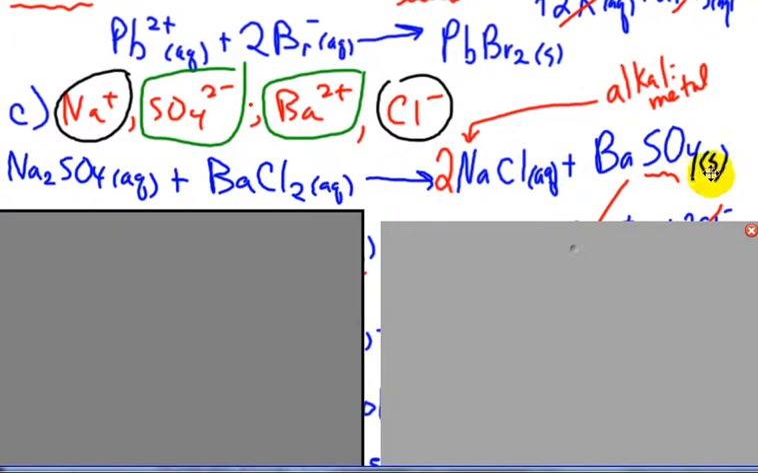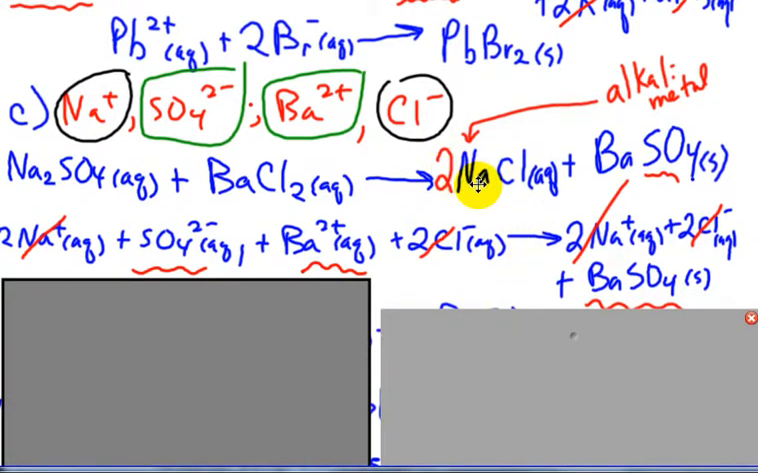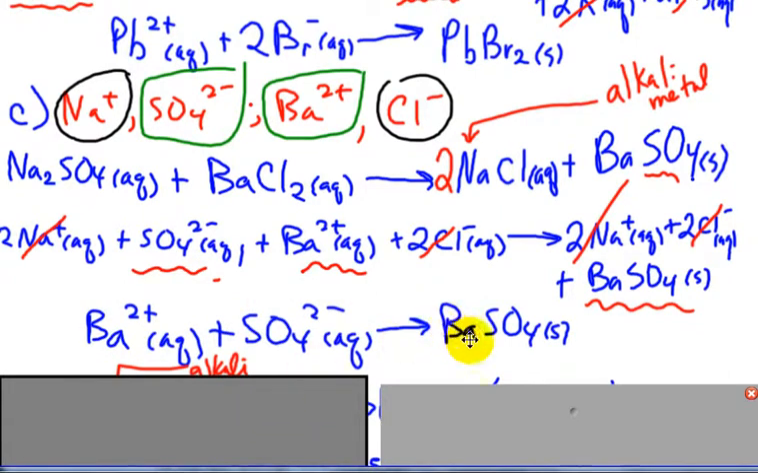BaSO4 is the solid, so I put an S there. This is aqueous. I have 2 chlorides over here, so I have to put a 2 in front to get 2 chlorides. That'll give me 2 sodiums, and hey, I have 2 sodiums over here, so it balances out fine. Then break it up: 2 sodiums, 1 sulfate, 1 barium, 2 chlorides, and then 2 sodiums, 2 chlorides, and BaSO4. So the net ionic equation is barium ions plus sulfate ions give you barium sulfate.